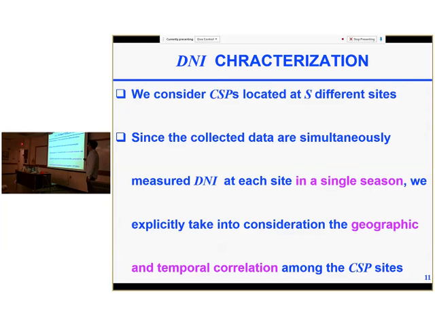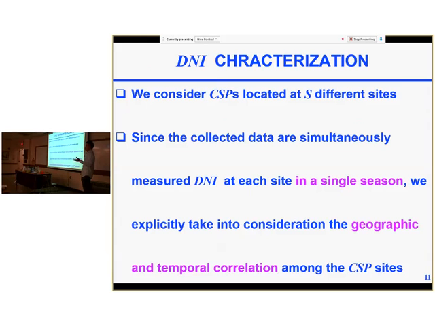In my study, I consider different CSP sites. All the collected data are simultaneously measured at each site, because in this way we can capture and represent the geographic and the temporal correlation among the CSP sites. Because, for example, there is a cloud cover over the Champagne at 12 p.m.